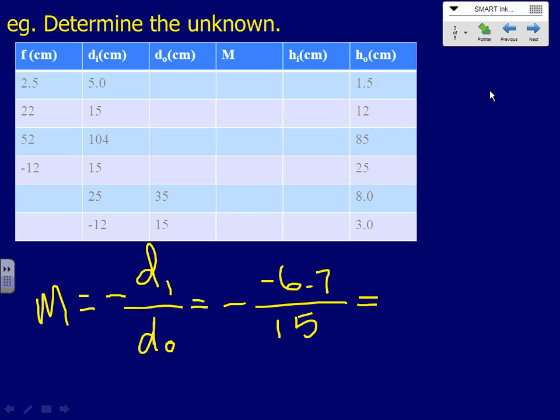Yep. 0.46. 0.46. Nice. That's 2 significant digits. That's good. That's a good number. We need to keep those digits. Because you use 6.7? That's okay. Yours was negative? No, it can't be. That's a negative. 2 negatives cancel each other out.